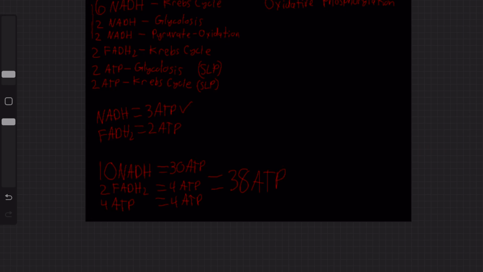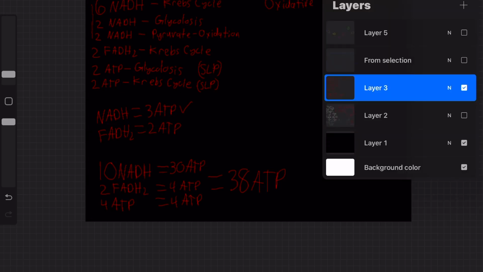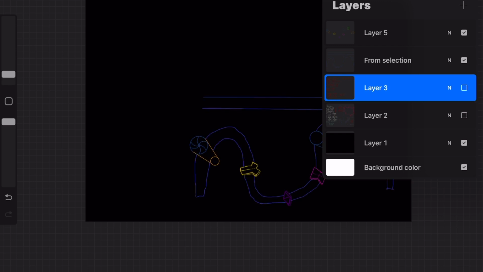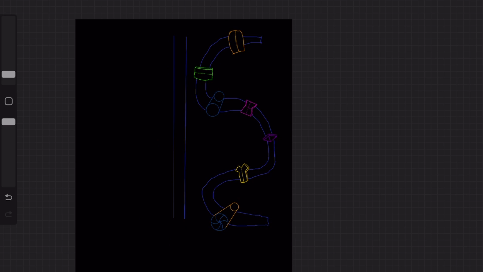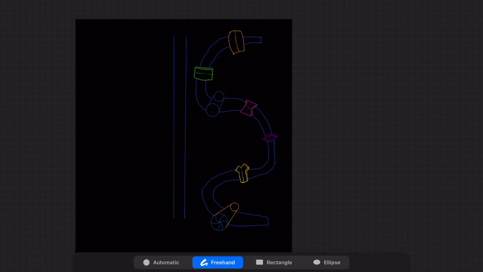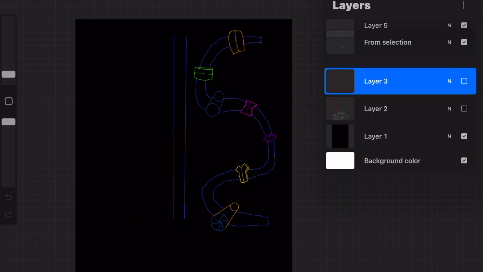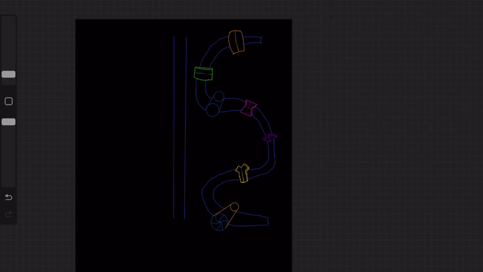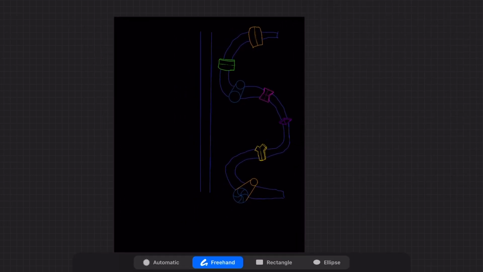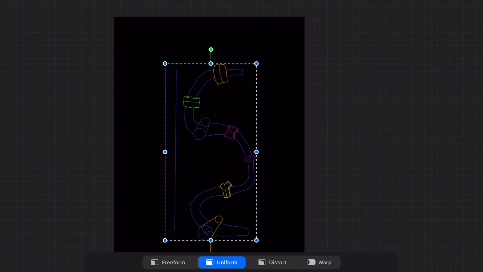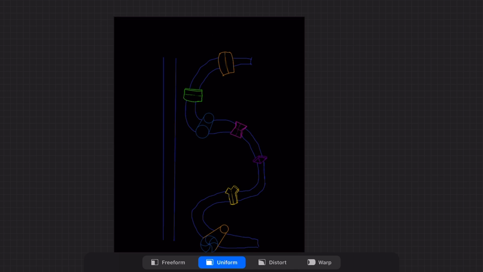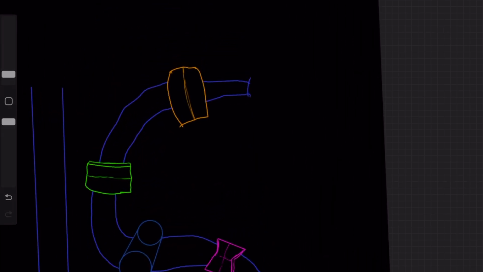And that's the whole process of oxidative phosphorylation that I'm about to go over, but this is just the numbers. So now we can remove this layer. We're going to be using this as our model. Okay. So we'll start on this side.